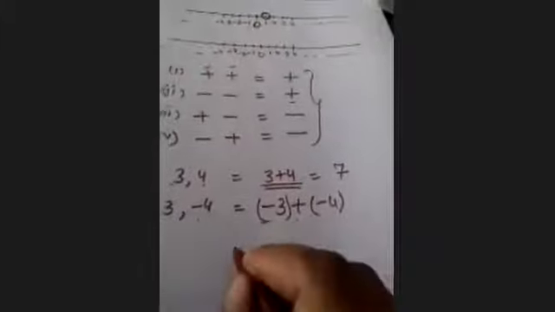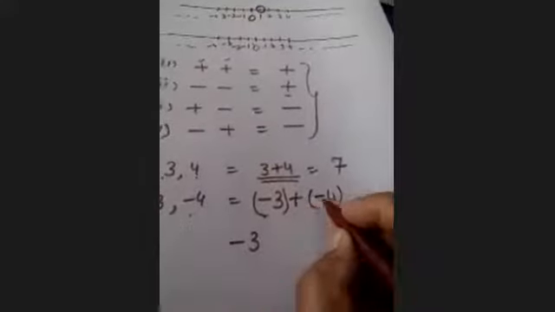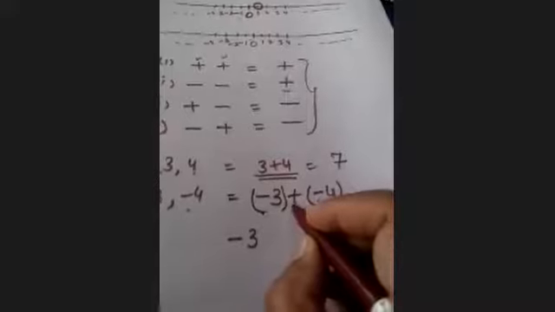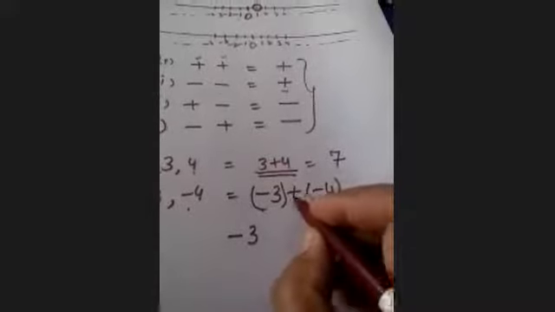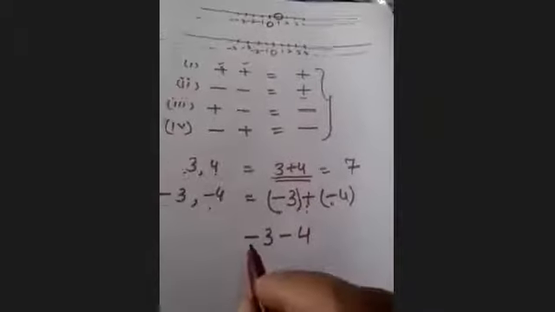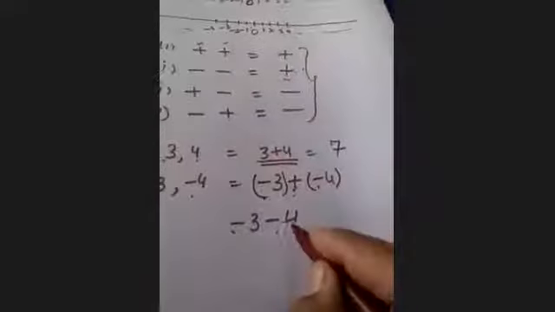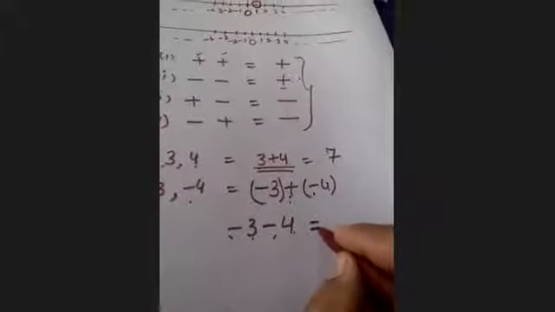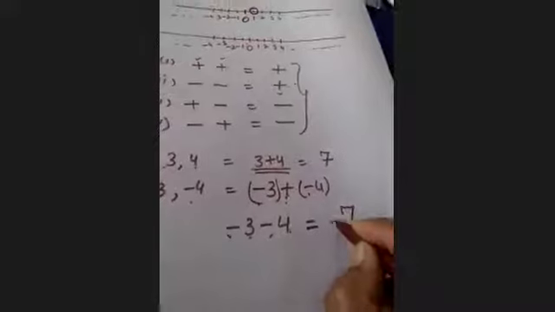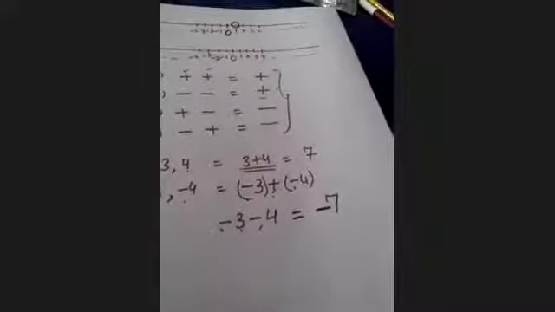Now the first integer stays as it is. Next we have two signs, plus minus. First is positive, second is negative. Plus minus minus. Now once again minus 3 and minus 4. Minus minus plus. So add 4 plus 3 is 7. So in this case our result is minus 7.